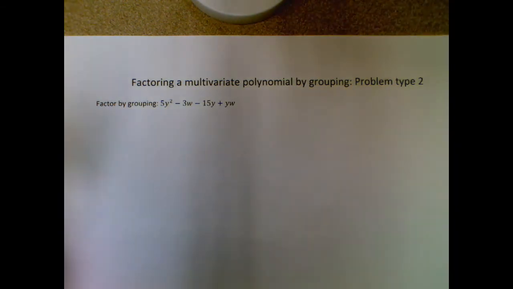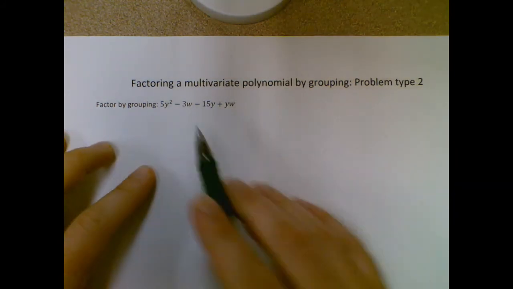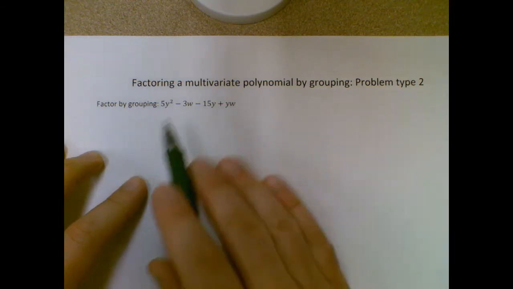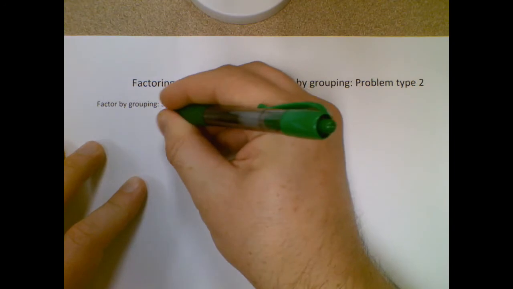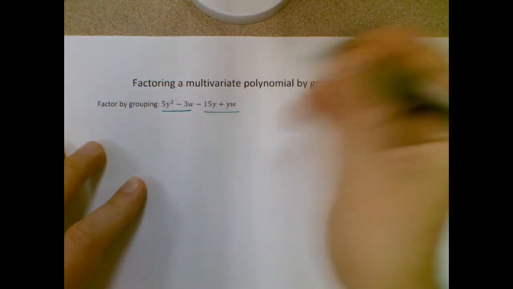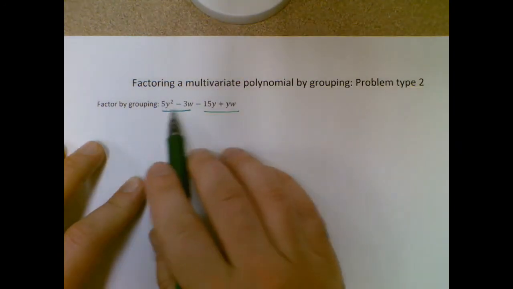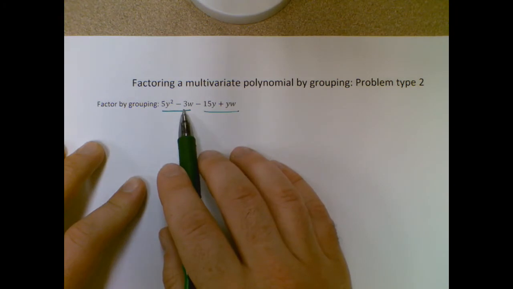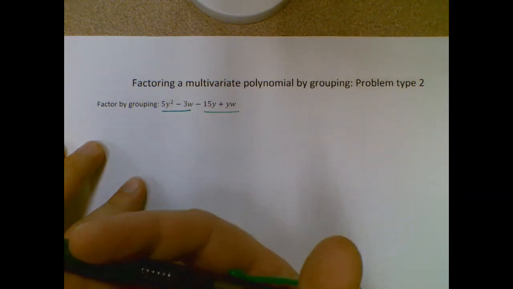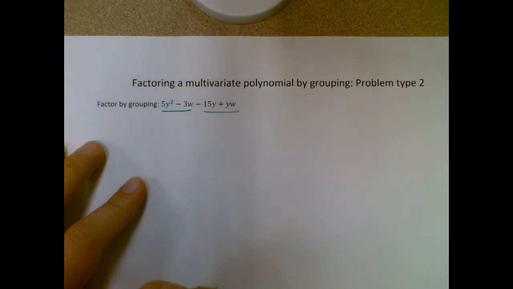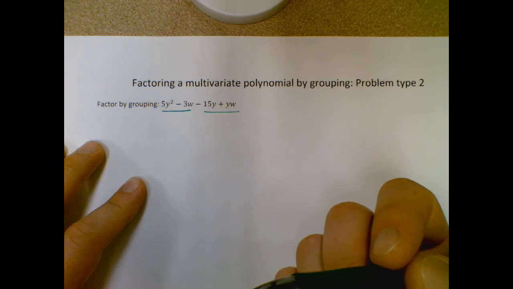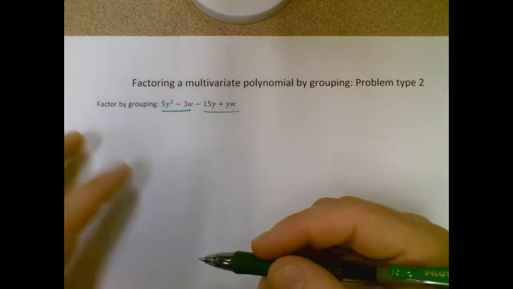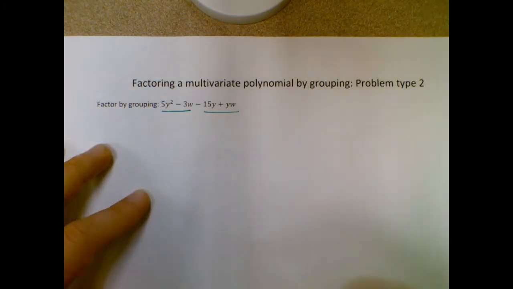Alright, so this one's a little bit different, not too much, but a little bit. What makes it different is if I approach it the same way we did problem type 1 and just look at my first set and my second set, there's no greatest common factor in my first set, which doesn't automatically present a problem. But in this case, it definitely does, because after I pull these out, it's not going to have something that works. So I'll just show you that really quickly to explain why it's different.